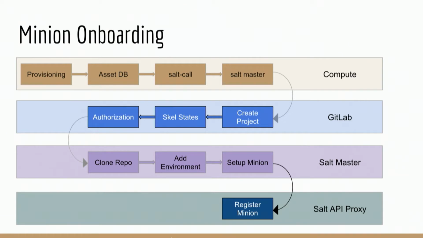Remember that arrow just goes right into the API proxy? The API proxy doesn't try to probe and see what minions are connected where. It's just the master says, hey, this minion is connected to me.